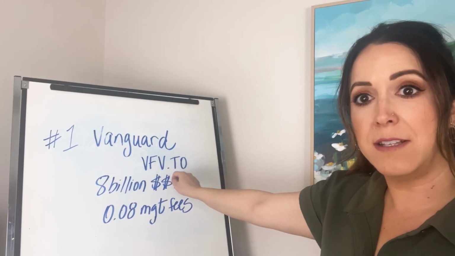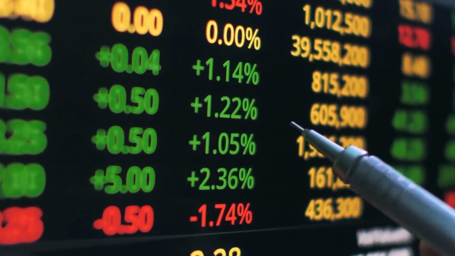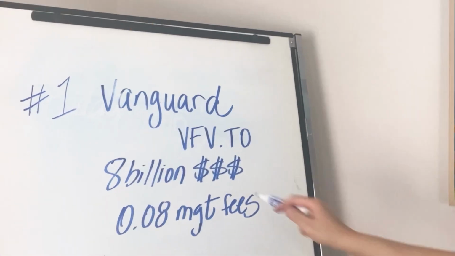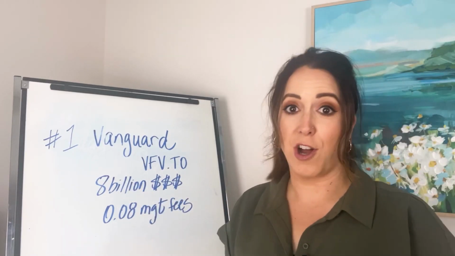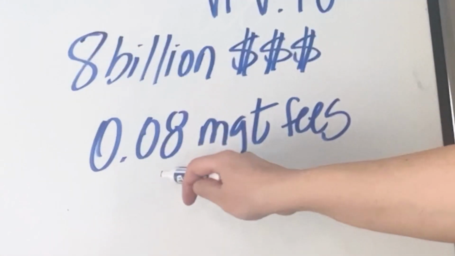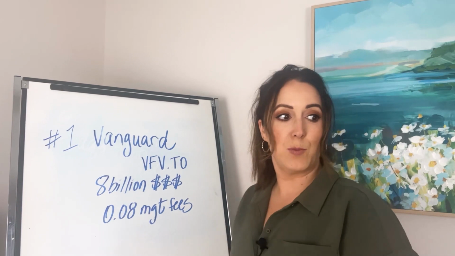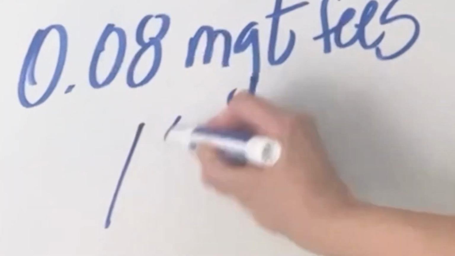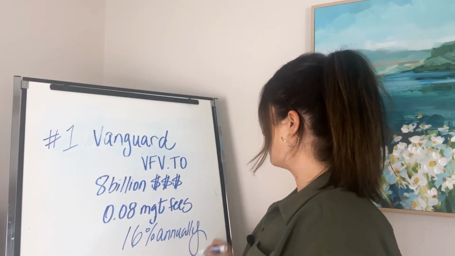So VFV.TO is the symbol you guys are going to look for when you want to buy this ETF. Now, it has assets under management of over $8 billion. The management fees are very low. They're only 0.08%. And their annual average return is over 16% annually. So much better than the market as a whole.